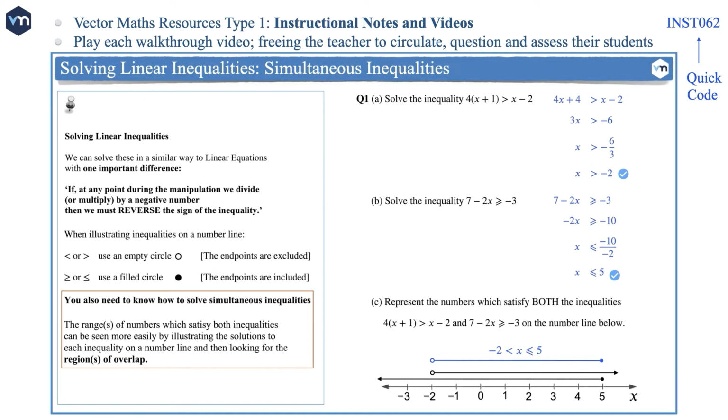We're now interested in the region of overlap, because this produces solutions that satisfy both inequalities simultaneously. And this is represented by the blue section of number line, with an empty circle at negative 2 and a filled circle at 5. And the solution is minus 2 is less than x, which is less than or equal to 5.